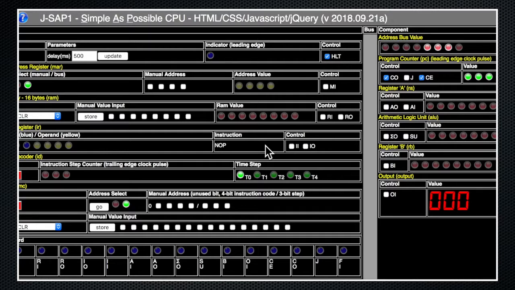The components in our CPU can either read a value from the bus or output a value to the bus. That's how different components of the CPU communicate with each other and share their values.